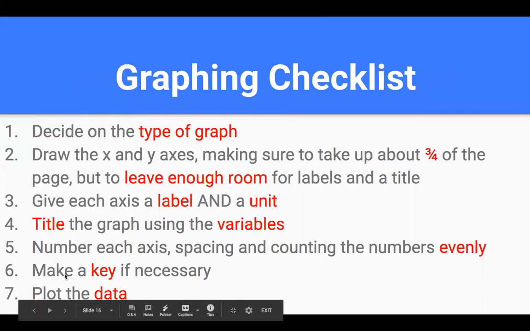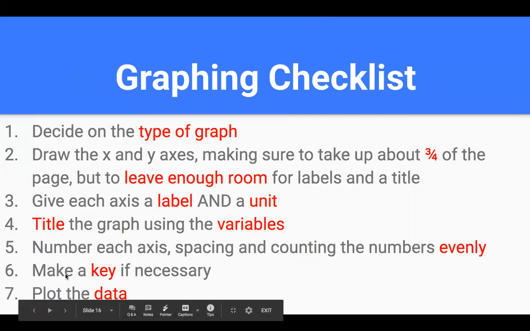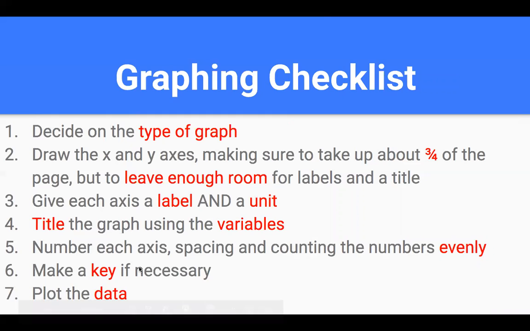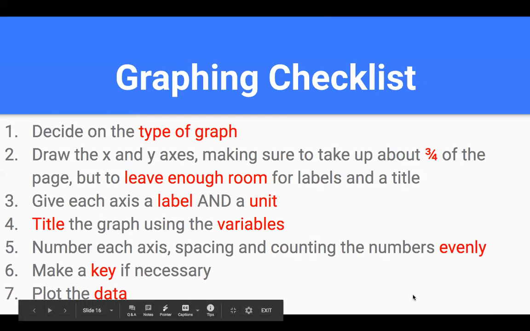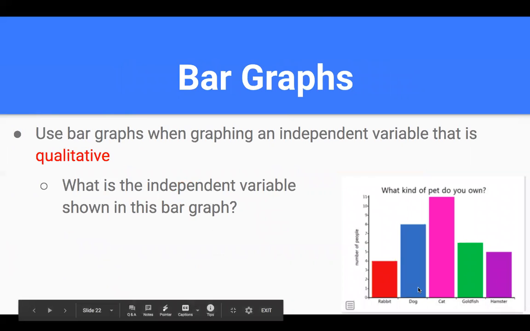Now remember, for step 6, you only need to make a key if you're graphing a double or triple line graph, a double or triple bar graph. If it's just one line, one bar, we don't need a key because we're not differentiating between different things. So let's take a look at some bar graphs before we do some practice.